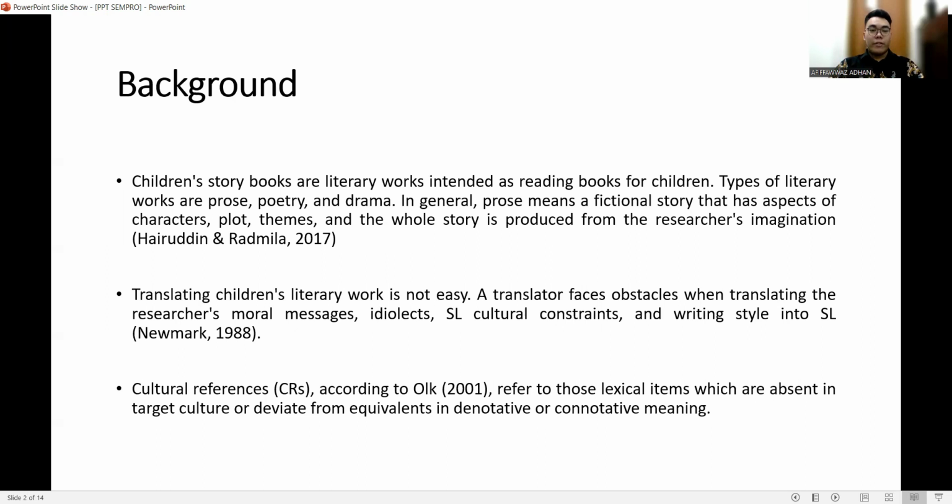And translating children's literary work is not easy. A translator faces obstacles when translating the researcher's moral and messages, dialects, source language cultural constraints, and writing style into the source language, by Newmark in 1988. And last, cultural references or CRs, according to Olk 2001, refer to those lexical items which are absent in the target culture or deviate from equivalence in denotative or connotative meaning.